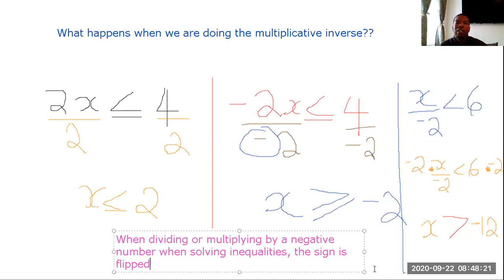That's basically what we're talking about, the multiplicative inverse when solving inequalities. It only comes into play whenever we're dealing with negative numbers. If I was solving regularly with a positive number, you realize the sign doesn't change, but when I introduce a negative number, it changes. So when I'm dividing or multiplying by a negative number, when I'm solving inequalities, the sign is flipped. All right, we can't forget that. But if you have any questions or anything, let me know, please.